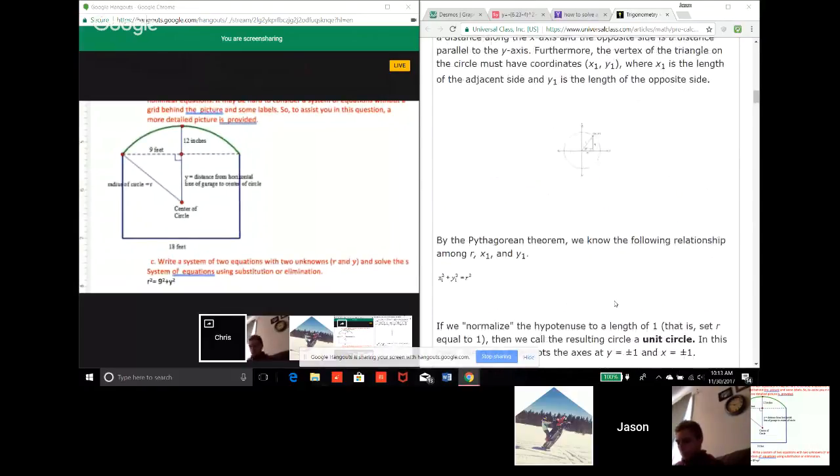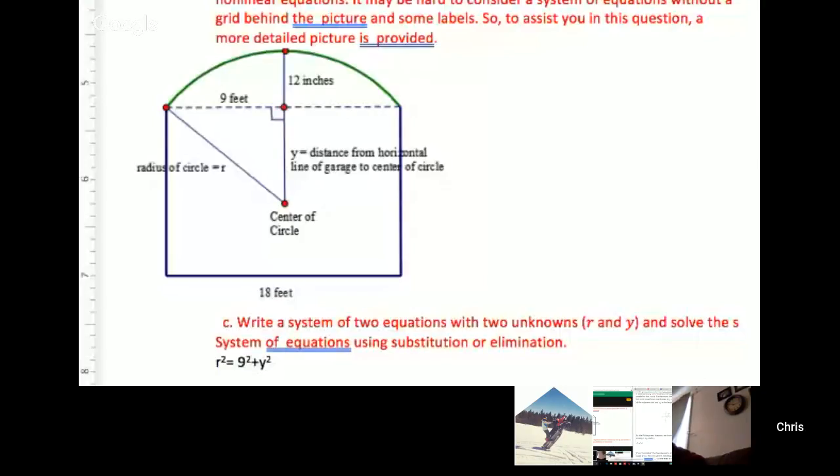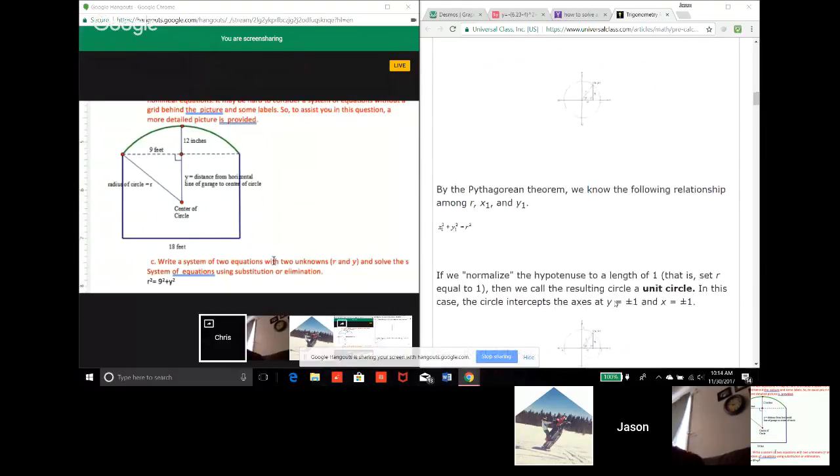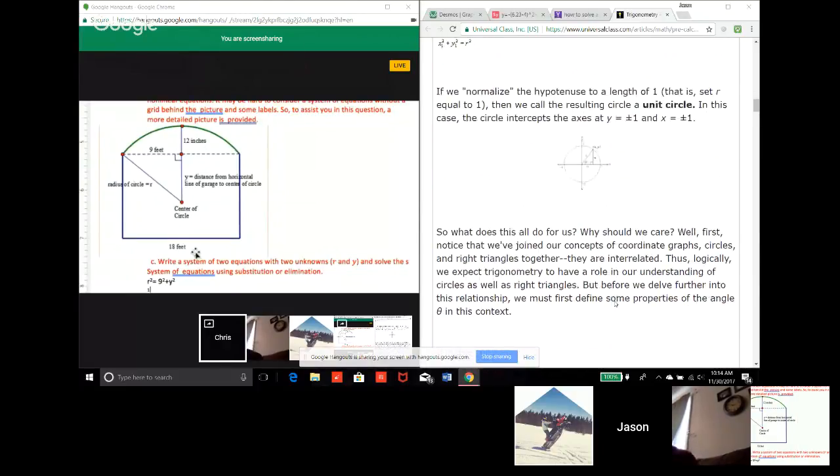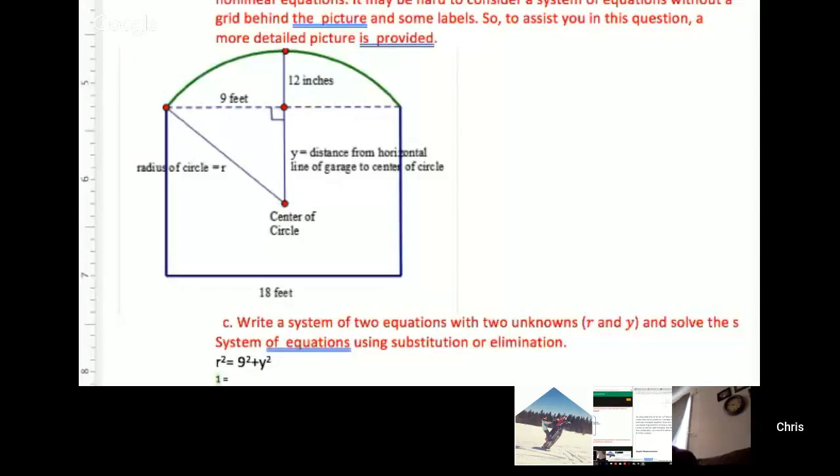By the Pythagorean theorem, we know the following relationship among r: x squared plus y squared equals r squared. Which is what I put. If we normalize the hypotenuse to the length of 1, that is, set r equal to 1, then we can call the resulting circle a unit circle. In this case, the circle intercepts the axis at positive 1, negative 1, and x equals negative 1, positive 1. That might be an idea.